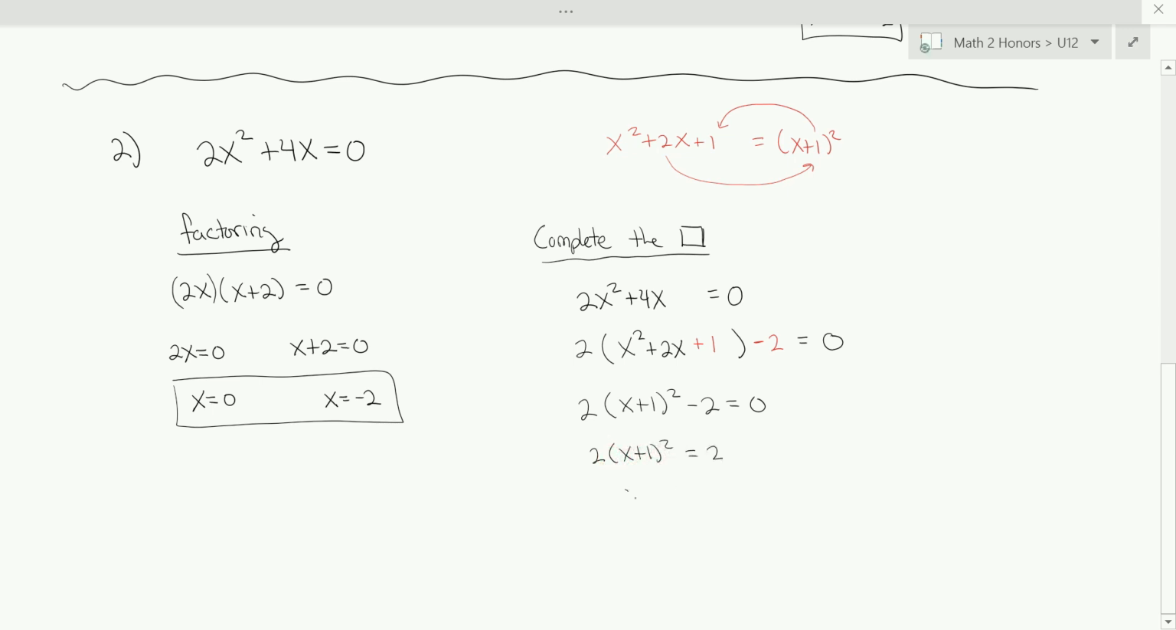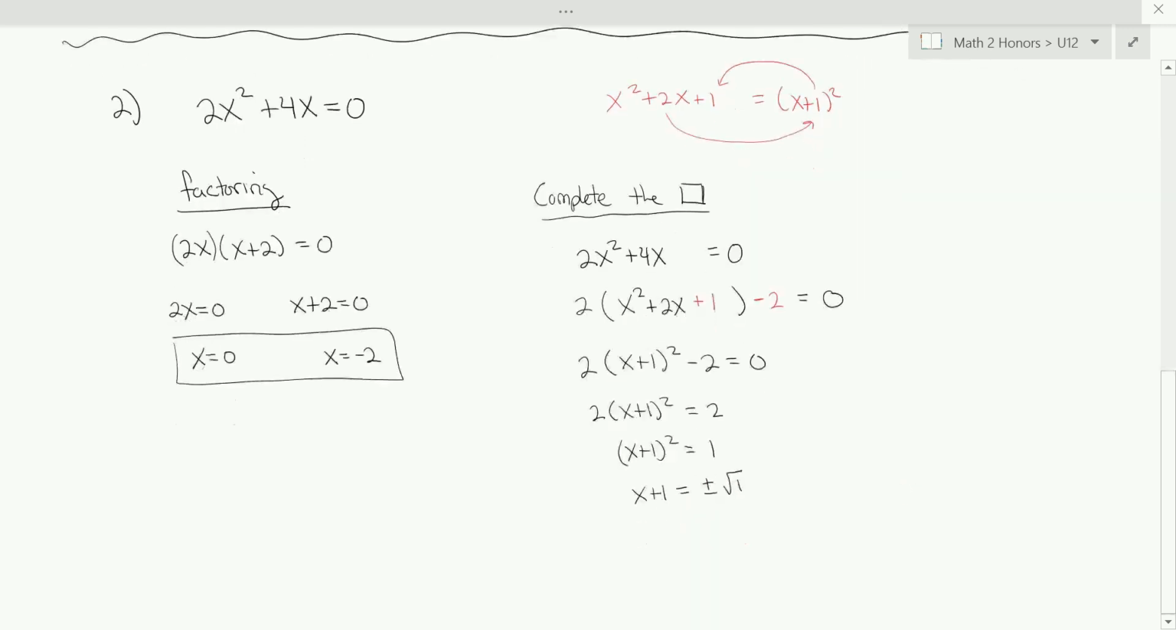We divide by 2. Take the square root. Don't forget the plus or minus. What's the square root of 1? Square root of 1 is 1. Just 1. So we get x is equal to negative 1 plus or minus positive 1. So you split that up. We've got negative 1 plus 1, which is 0, and you have negative 1 minus 1, which is negative 2. And we're getting the same two answers, 0 and negative 2.